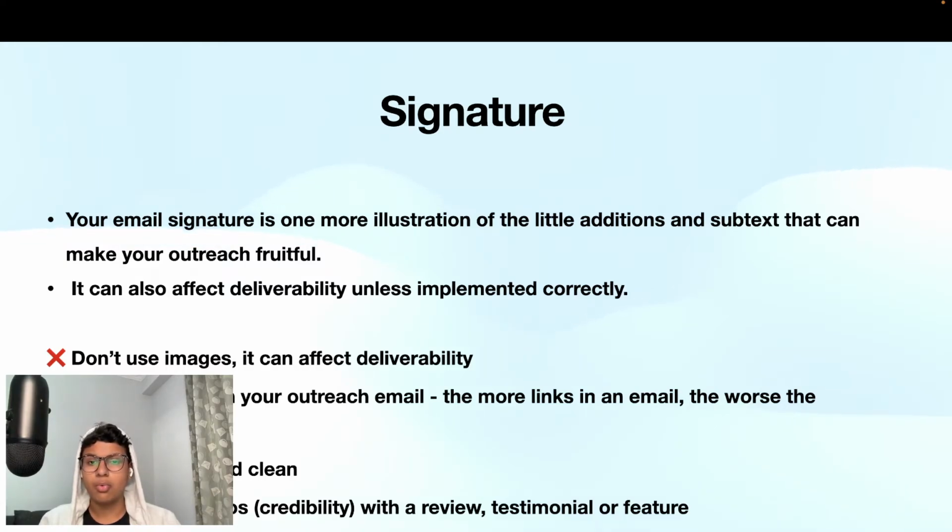Okay, so what are the cases where your deliverability can be low with your signatures? When you use images, right? So don't use images, for example. It can affect deliverability. Also, don't use links in your outreach email. A lot of links just creates a lot of calls to action as well, and the Google algorithm can track that and reduce your deliverability. So the more links in an email, the worse the deliverability will be. Okay, so just keep it simple and clean.